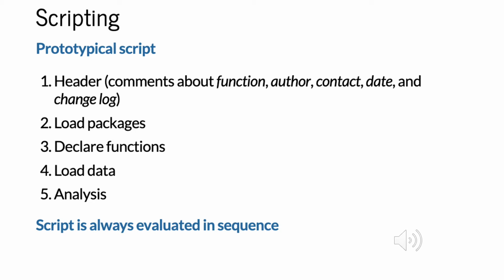Some general good practices for scripting are laid out in this prototypical script on the slide that begins with a header where we might put comments about the functions, the author, contact information, and dates, for example. We may then first load in the packages that we're going to need, and then declare functions that we're going to use. Finally, we would load in any data that's going to be used before we perform our analysis. We would go about things in this way because scripts in R are evaluated in sequence from top to bottom.